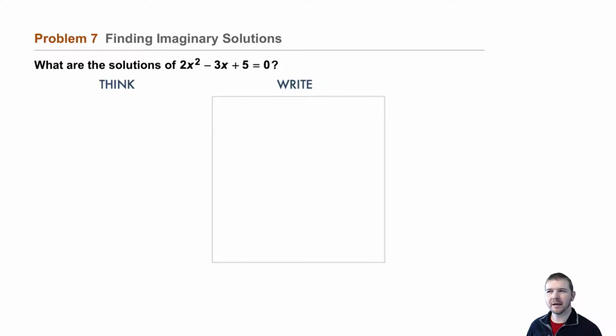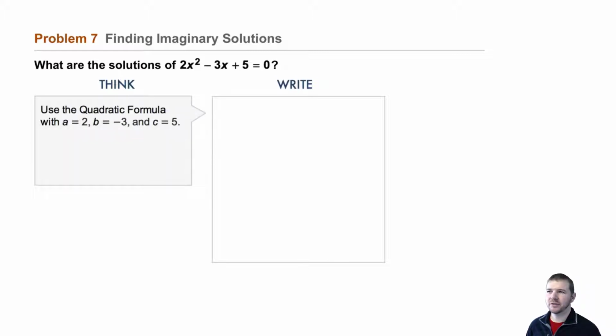Consider what you might think on the left and what you may write on the right as you work through this problem. First think. Use the quadratic formula with a equals 2, b equals negative 3, and c equals 5. And then write, on the right, the quadratic formula. x equals negative b plus or minus the square root of b squared minus 4ac all over 2a.